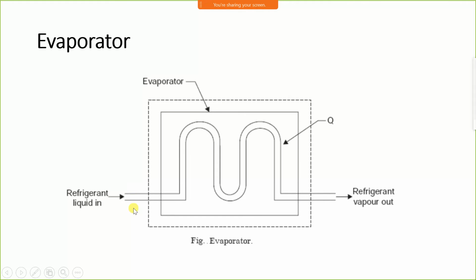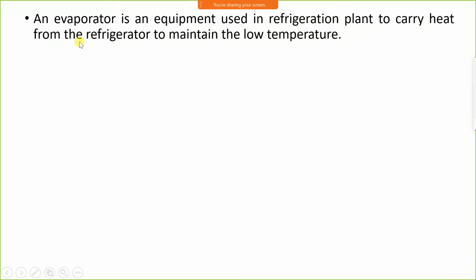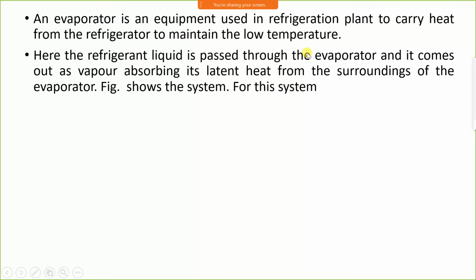At inlet, the refrigerant has a very low temperature, below the atmosphere. At outlet, the temperature of the refrigerant increases. Therefore, change in enthalpy takes place and heat transfer takes place. An evaporator is equipment used in a refrigeration plant to carry heat from the refrigerator to maintain the low temperature inside the freezer. Here the refrigerant liquid is passed through the evaporator and it comes out as a vapor, absorbing its latent heat from the surroundings of the evaporator.